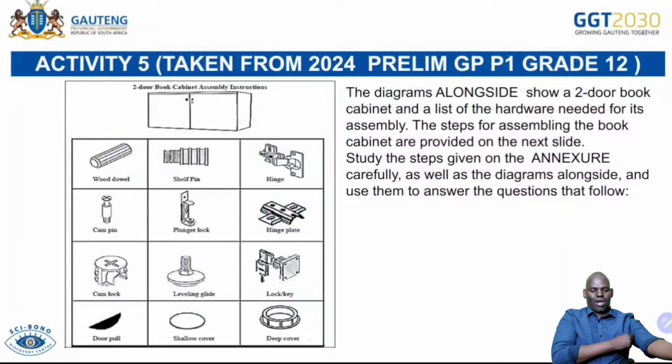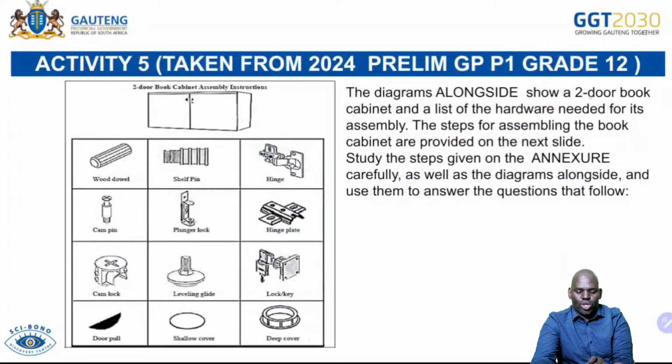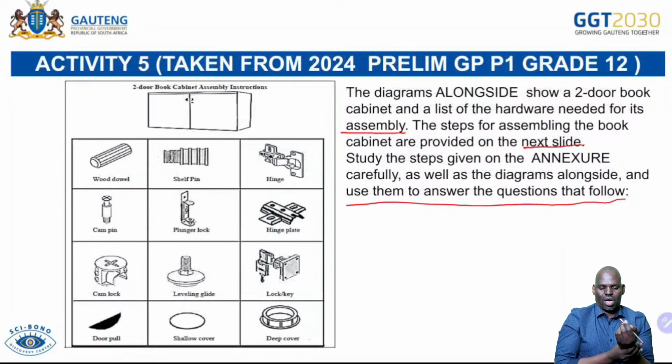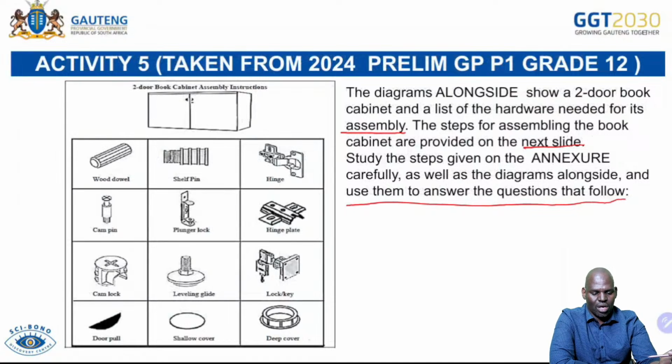Activity number 5. The diagrams alongside show a 2-door book cabinet and a list of the hardware needed for its assembly. The steps for assembling the book cabinet are provided on the next slide. Study the steps given on the annexure carefully as well as the diagram alongside and use them to answer the questions that follow. Okay, and this was taken from a Gauteng Province 2024 prelim.